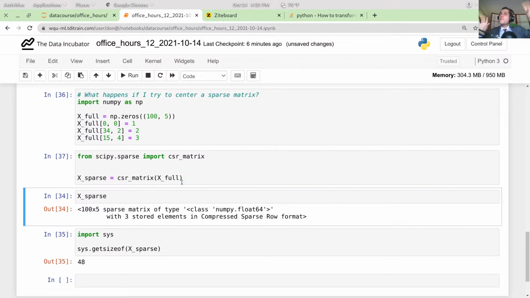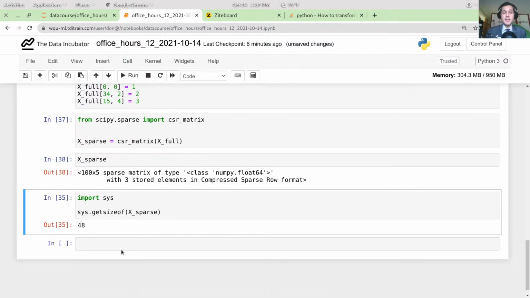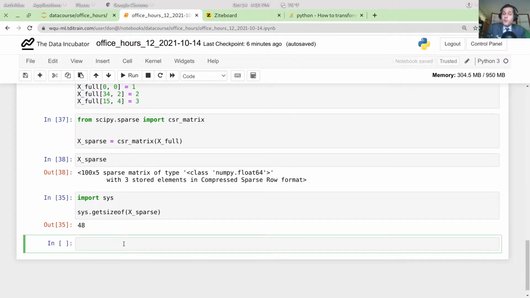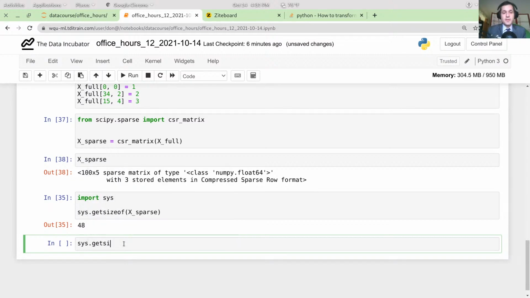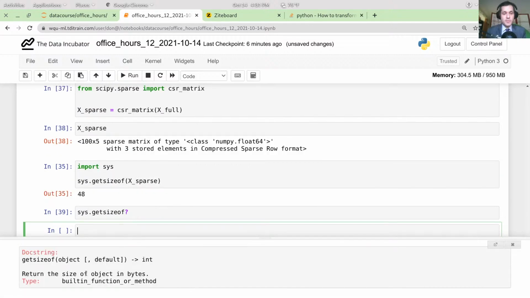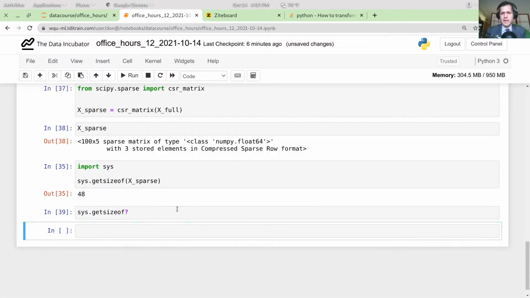So I have 2 NumPy arrays. I have one that's a full representation, and one that's a sparse representation. The sparse representation takes up 48 bytes. Let's see, get size of, and this should tell me bytes. Just make sure it's in bytes and not bits. Figured it's in bytes, but just want to make sure.